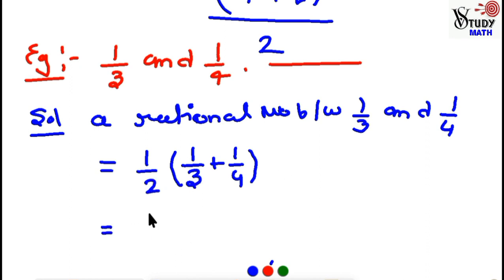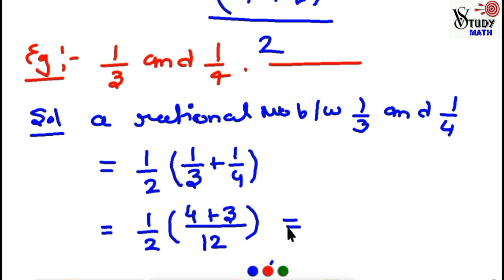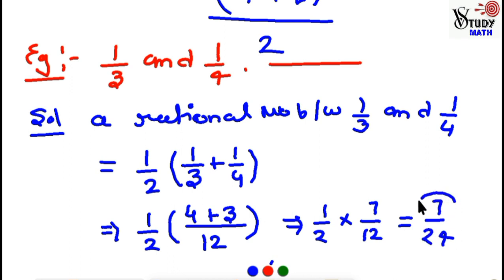So let's take the LCM in the small bracket. The LCM will be 12. 3 4s are 12 and 4 3s are 12. So now what we have, my dear students, we have 1 by 2 multiply 7 by 12. Now the final answer will be 7 upon 24. So 7 upon 24 lies between 1 by 3 and 1 by 4.